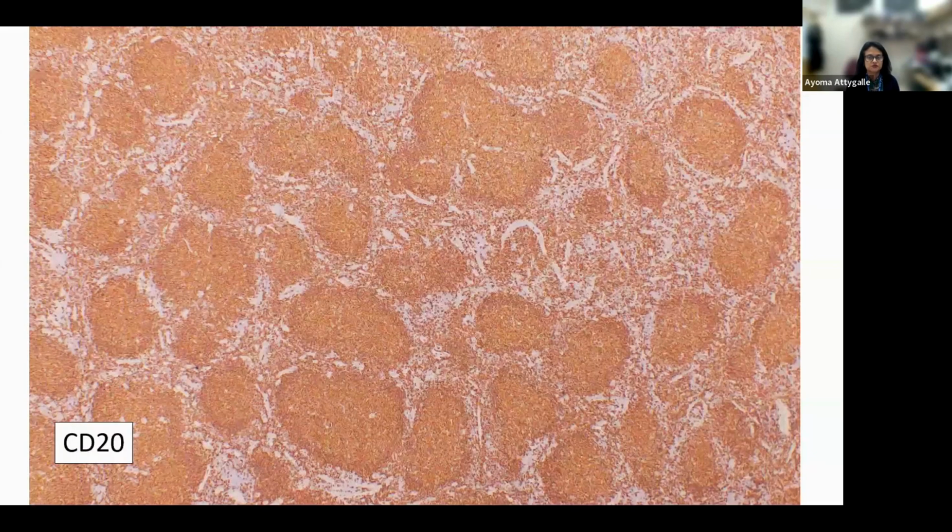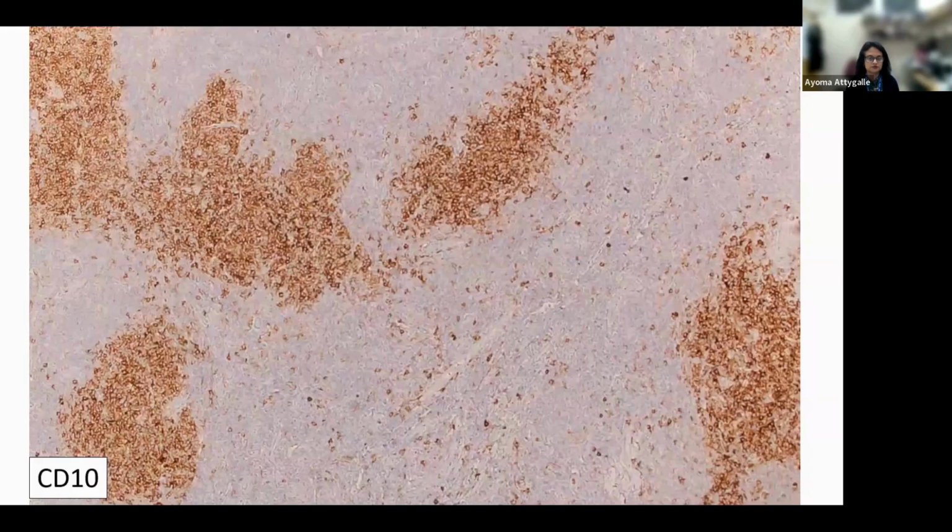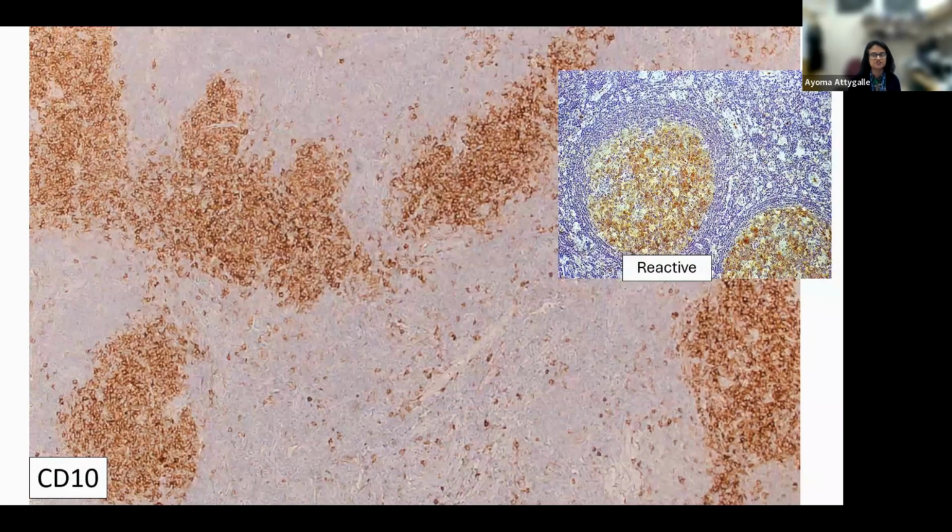Okay, so from this, we move on to the germinal center markers. So this is a CD10. It's positive in the follicular areas, but also you're seeing it in the interfollicular areas, although far fewer. So there's downregulation in the interfollicular area, but nevertheless, there is some positivity, which is not what you really should see in a reactive follicle, where the germinal center B cells should be actually confined to the follicle center.